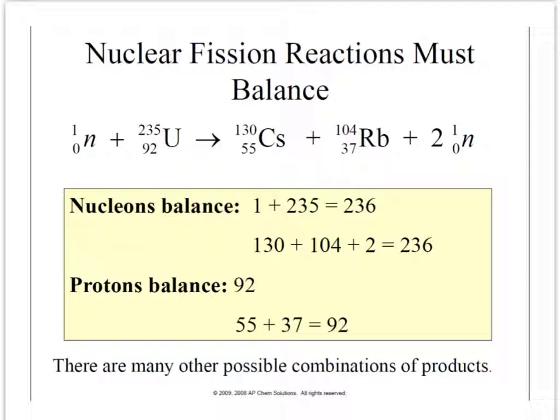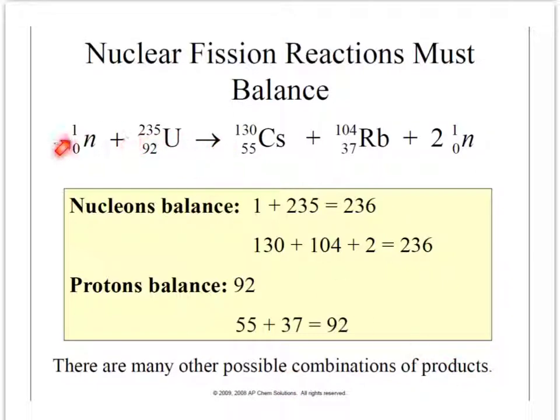Okay, and keep in mind for fission, the mass that's being lost and converted to energy is not a large amount of mass, so the mass number, the nucleon number, is not going to change when it undergoes a fission reaction. Fission reactions must balance just like normal. Let's say that for uranium-235, we fire a neutron at it. When that happens, it can break apart into several different things. We saw barium and krypton, could be cesium and rubidium. It doesn't really matter as long as they balance out. There are many other possible combinations of products.